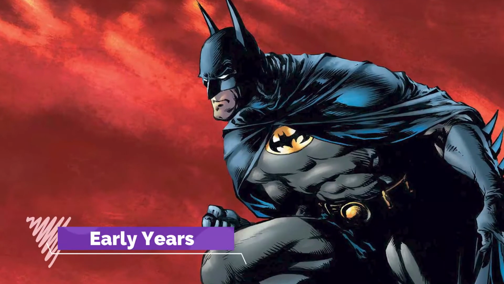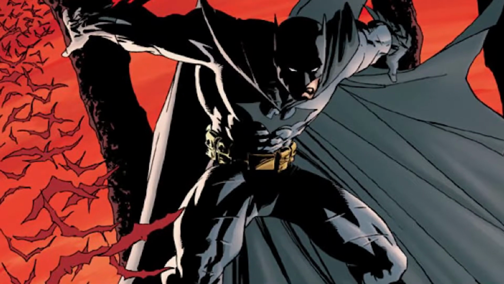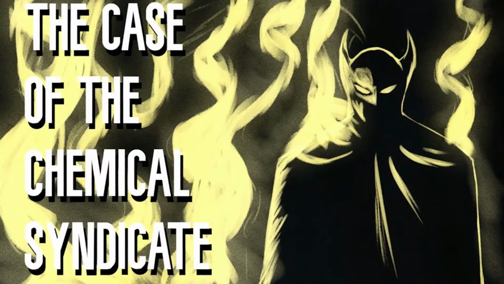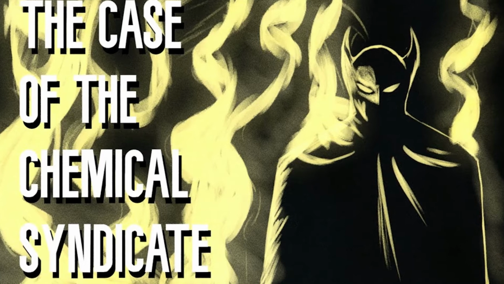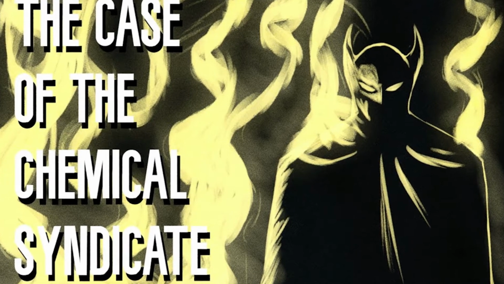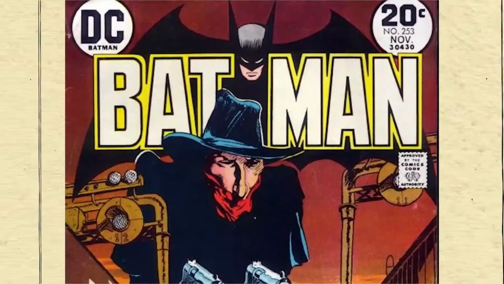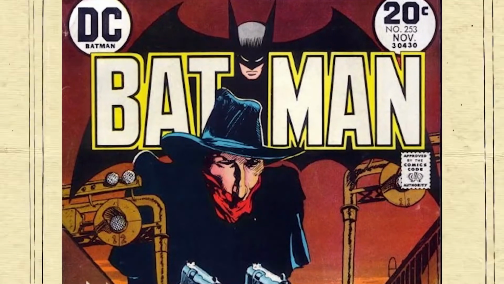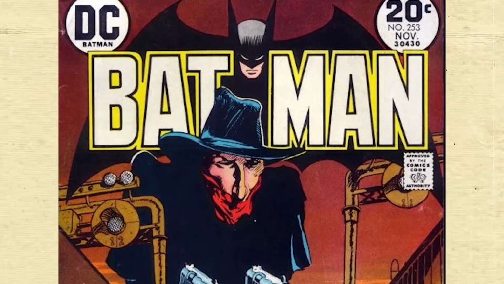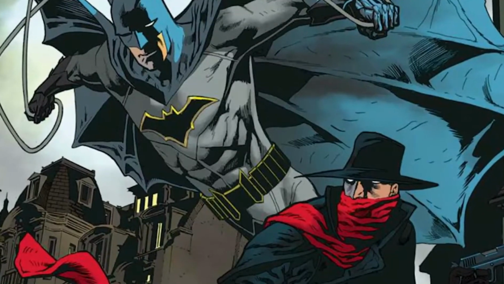3. Early years. The first Batman story, "The Case of the Chemical Syndicate," was published in Detective Comics #27, cover dated May 1939. Finger said, "Batman was originally written in the style of the pulps," and this influence was evident with Batman showing little remorse over killing or maiming criminals.